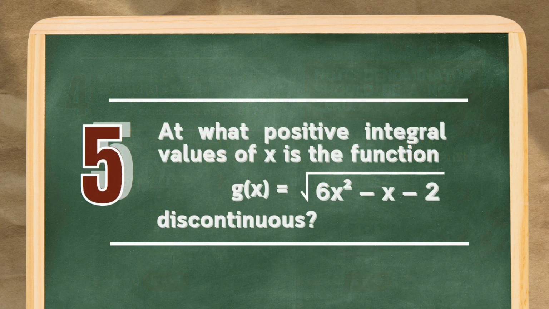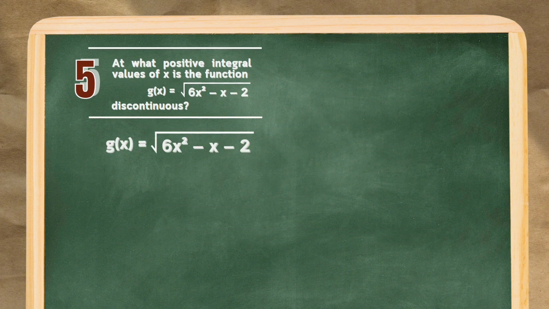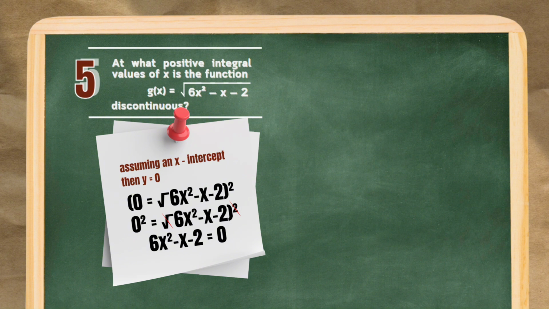At what positive integral values of x is the function g of x equal to the square root of 6x squared minus x minus 2 discontinuous? So, the given is g of x equals the square root of 6x squared minus x minus 2. We will assume an x-intercept, then y is equal to 0. Para matanggal yung radical, we will square both sides.